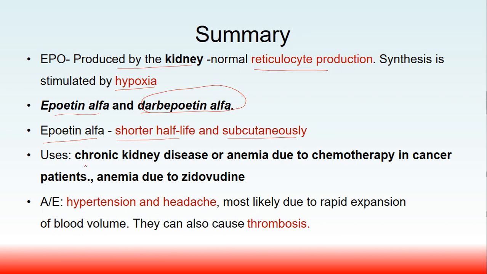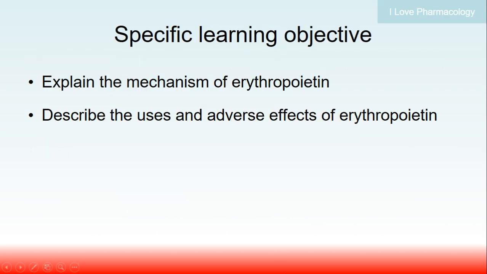It is mainly indicated in anemia due to chronic kidney disease, or anemia due to cancer chemotherapy, or anemia due to zidovudine therapy in case of HIV patients. Adverse effects are mainly due to the rise in hematocrit levels. So it can cause hypertension, headache, and also it can lead to thromboembolic events. So these are the specific learning objectives which we learned in today's session.